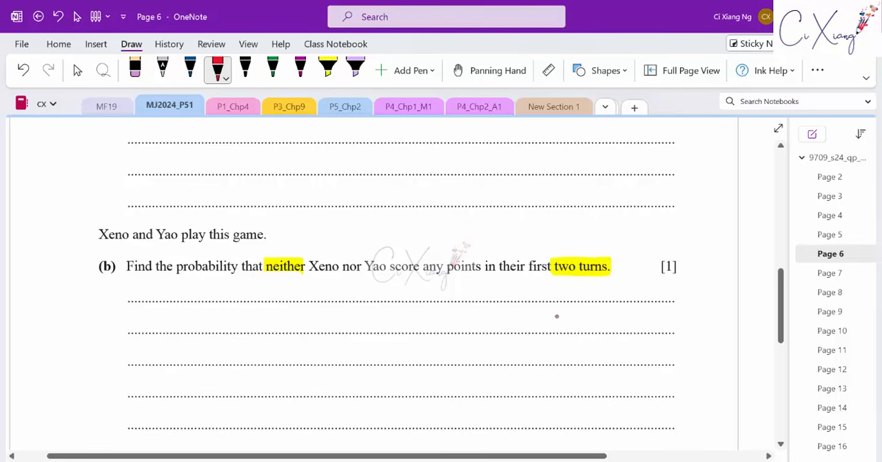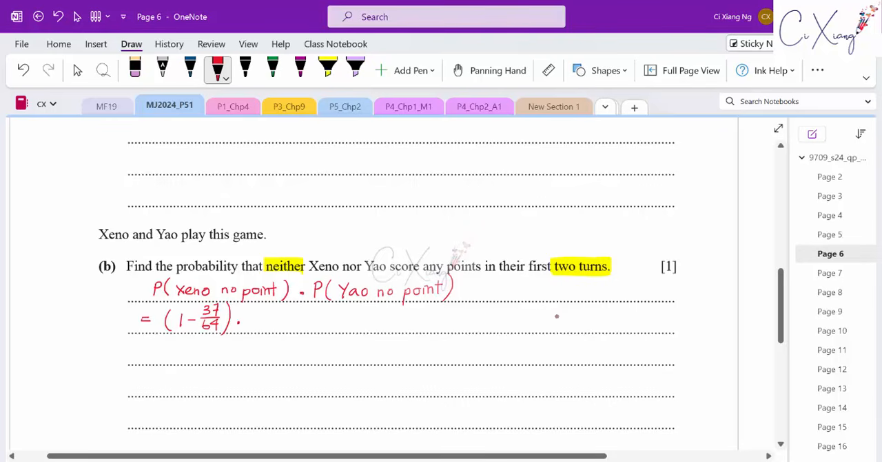How can we calculate the probability? It means that we want the probability that Zeno has no point, and at the same time, Yao also has no point. Let's think about Zeno first. If I didn't get any point, the probability is 1 minus 37 over 64. This is for 1 turn.